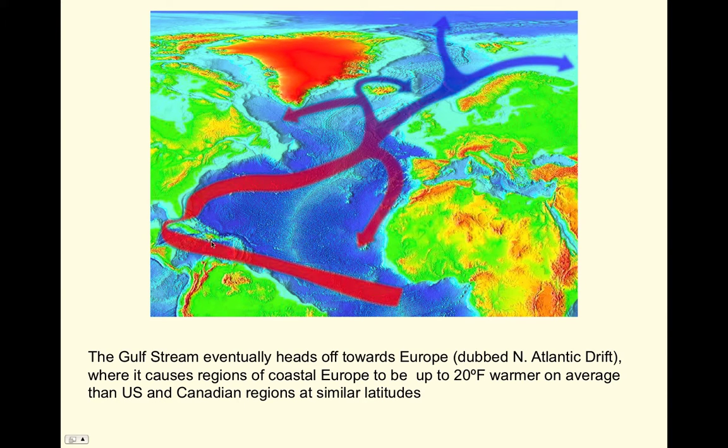You can see here in this map that as the Gulf Stream banks off the US, it heads off towards Europe in what is called the North Atlantic Drift. Because this water is so warm and the prevailing winds are from the west to east, it causes regions of coastal Europe to be up to 20 degrees Fahrenheit warmer on average than other Canadian regions at the same latitudes.